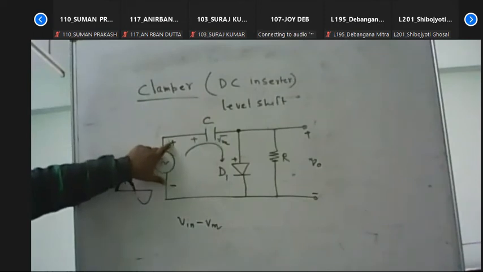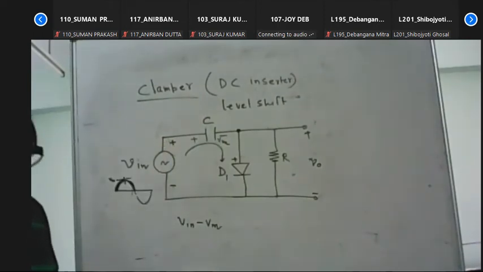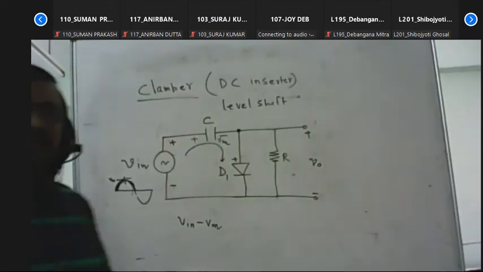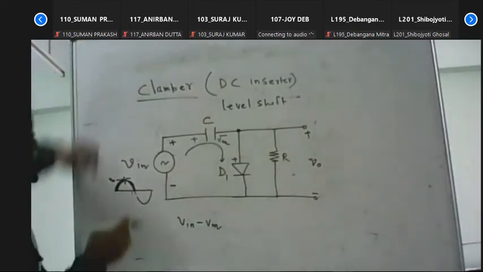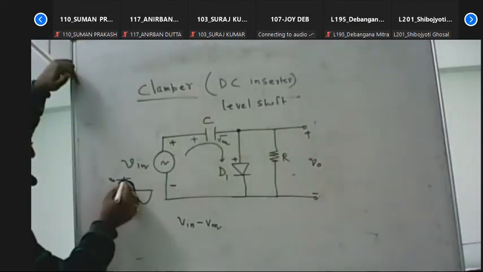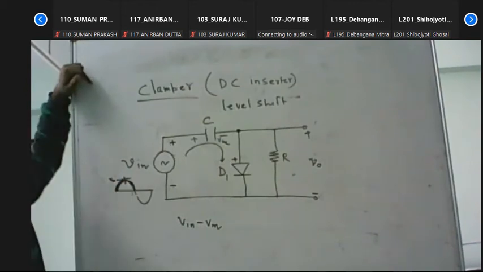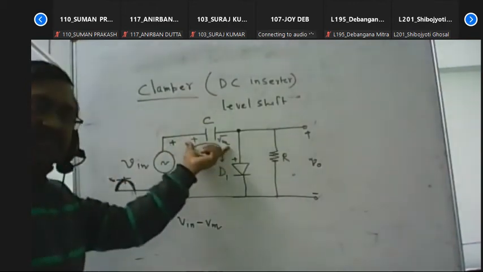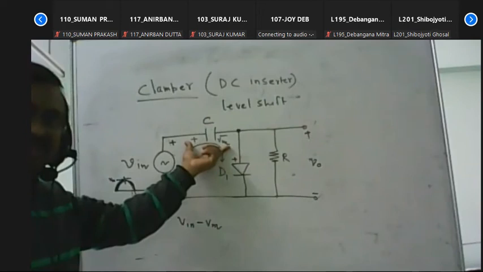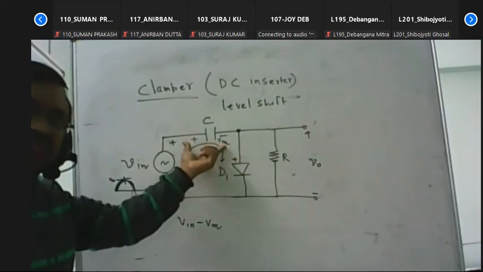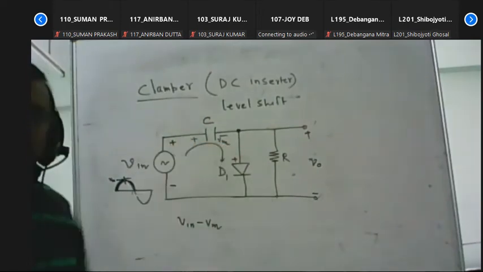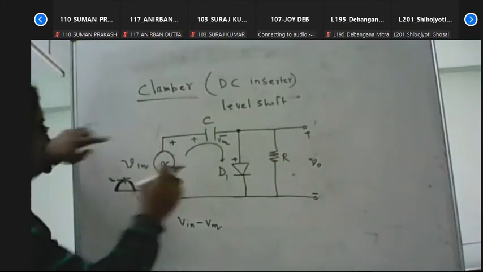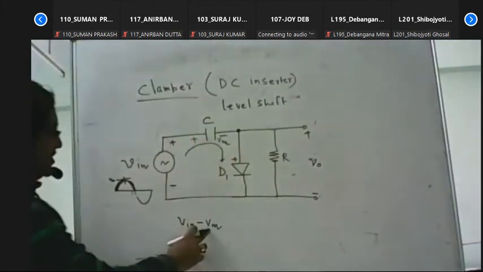That point's voltage is V, and V means it changes with respect to time. So when the input signal is at its maximum value, the capacitor stores the charges and also charges up to the maximum voltage. That means the voltage developed across the capacitor is maximum, that is VM.